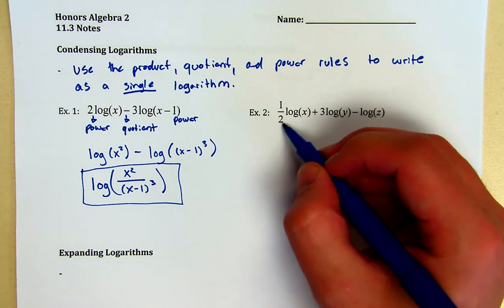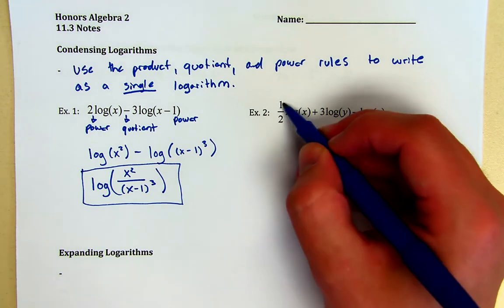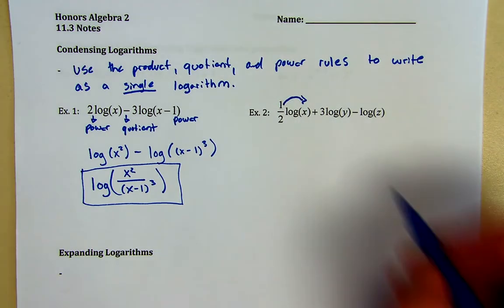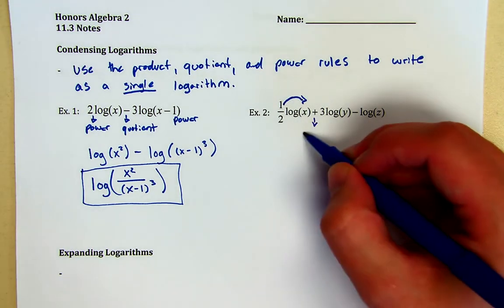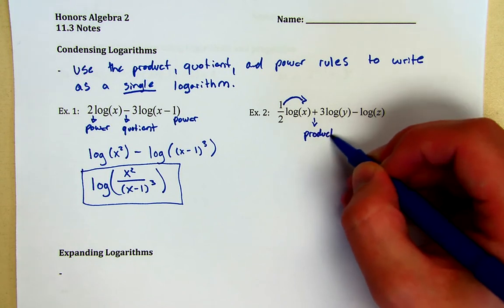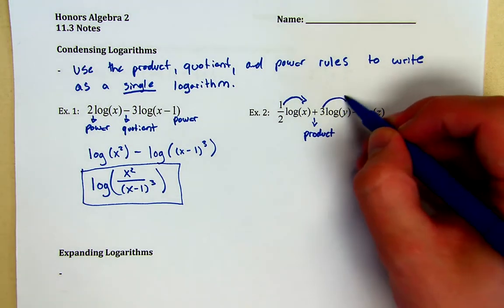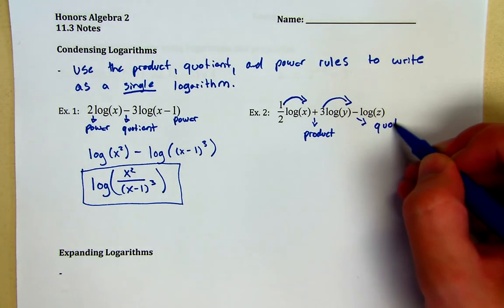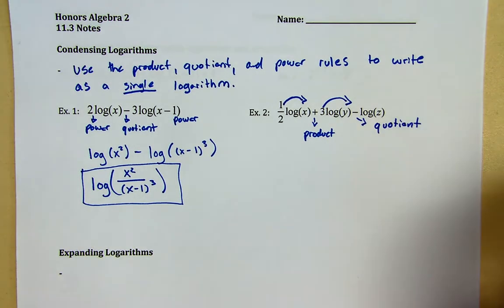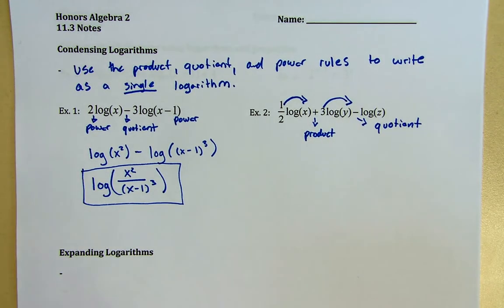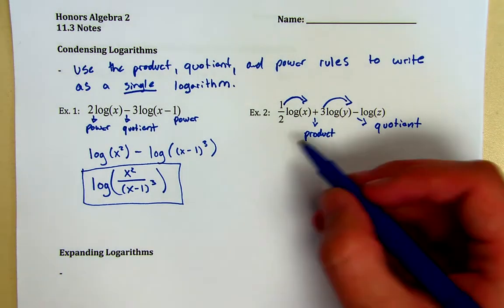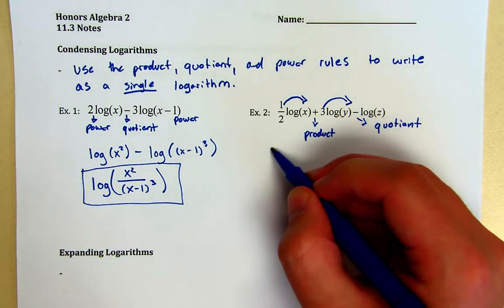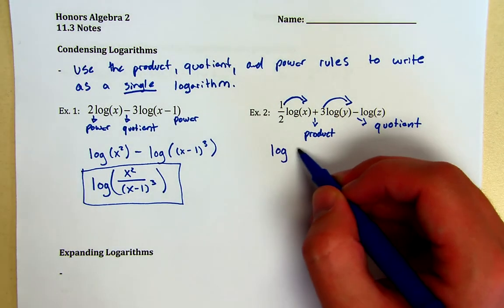Example 2, again, I see I have a power here, so I'm going to make sure I write it up there. I have adding here, so that tells me I have the product rule. The 3 tells me to bring it up. And I have minus, so I know I need the quotient rule again. Again, I always rewrite my powers first, and then I start putting things together. So I have log of x to the 1/2.